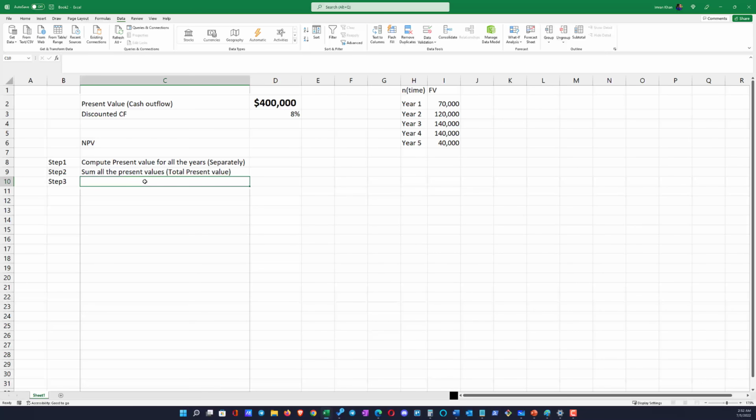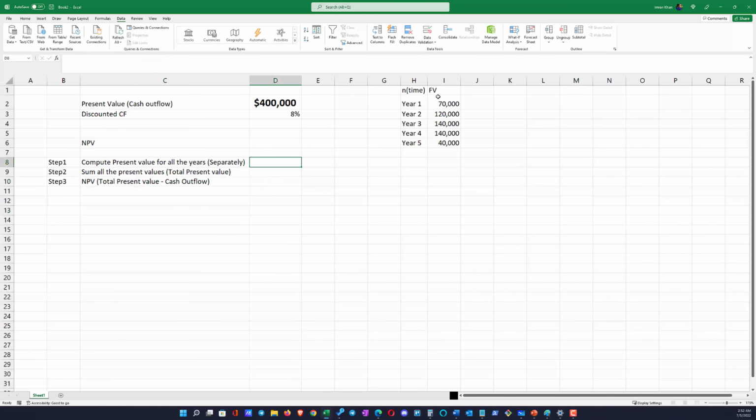So step 3 is nothing but you need to remove the cash outflow from the total present values. So we need to call this cash inflows. So total present value minus cash outflow, and this is nothing but net present value. This is how you compute net present value.